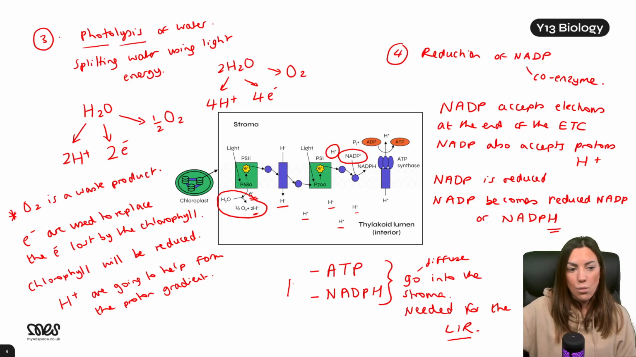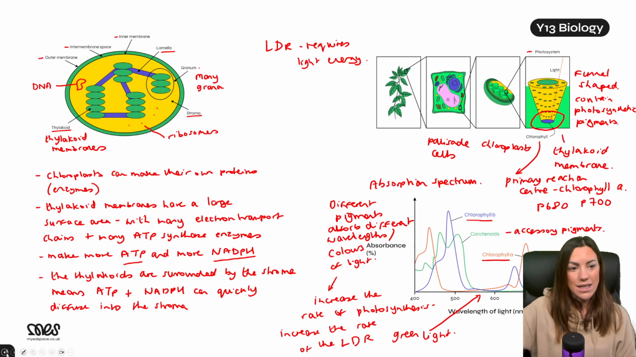Make sure you know what the 2 important products are, and also make sure you understand where exactly it takes place. So this has all been on those thylakoid membranes, which have a large surface area for more of this reaction to occur. More electron transport chains, more ATP synthase enzymes means more ATP and more NADPH. The next video that we're going to be doing is on the second stage of photosynthesis, where we'll look at the light-independent reaction, also known as the Calvin cycle or the dark reactions.